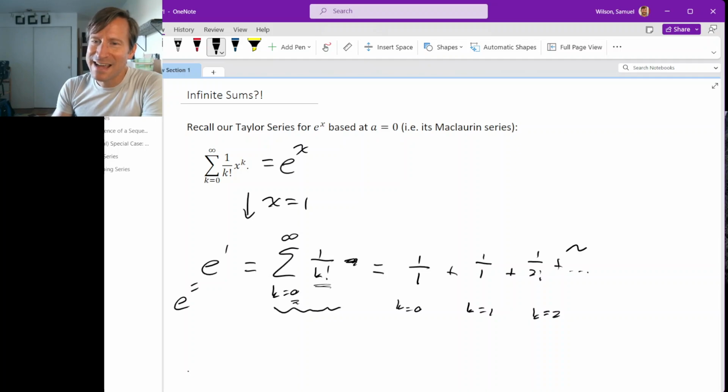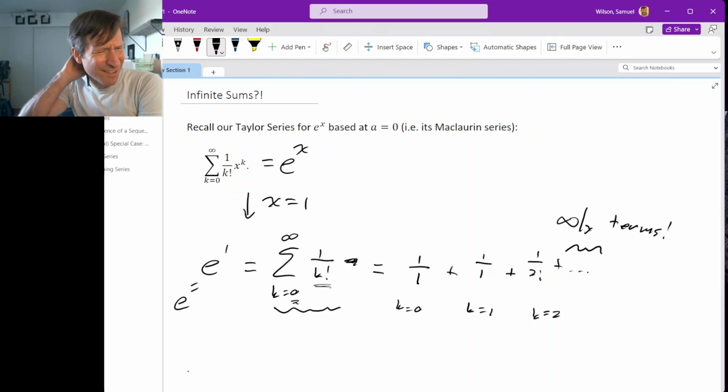But this "and so on" right here, there are infinitely many terms here. In other words, this is a sum where we're adding up infinitely many things. And that's a little unusual, and that's maybe something that we haven't really thought about in the past.